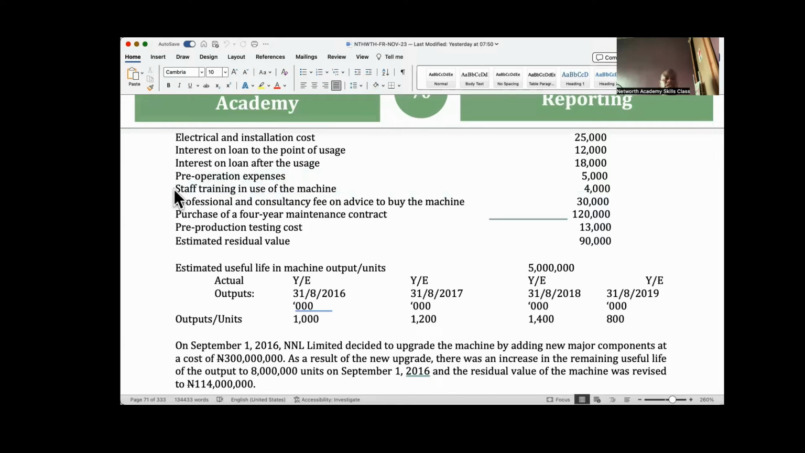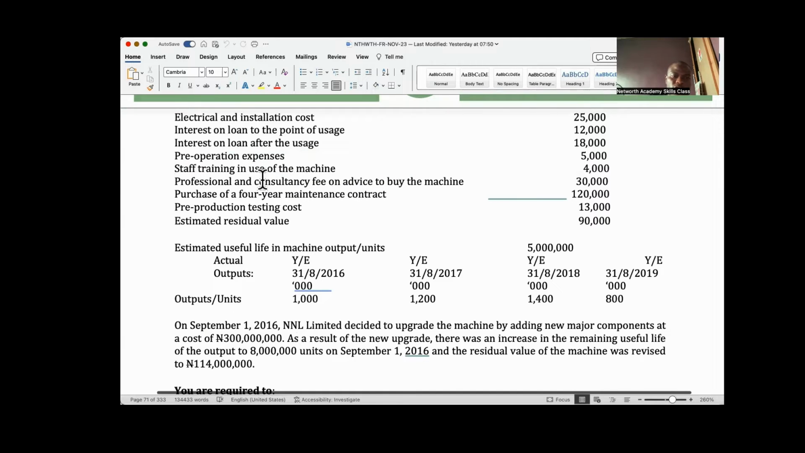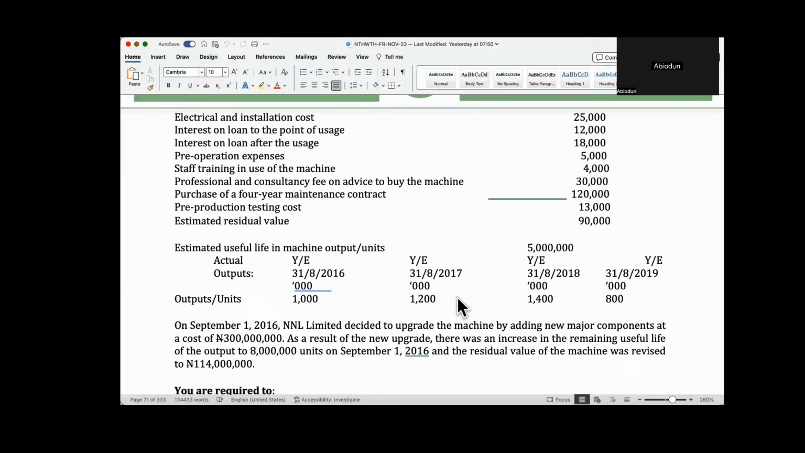Are we capitalizing staff training? Expense. Yes, we expense staff training. That's correct. Professional and consulting fee on advice to buy the machine. Capitalized. That's correct.